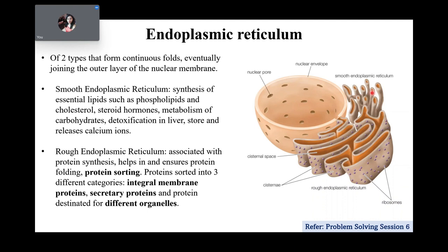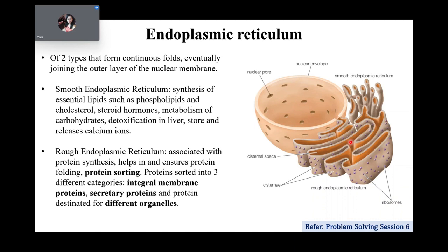Because of the presence or the absence of ribosomes, they have very different functions. For example, the smooth endoplasmic reticulum is generally involved in the synthesis of lipids or steroids, the metabolism of carbohydrates, detoxification in the liver, and storage and release of calcium ions. Why? Because these have calcium storage pumps, so they can also regulate intracellular calcium transport.